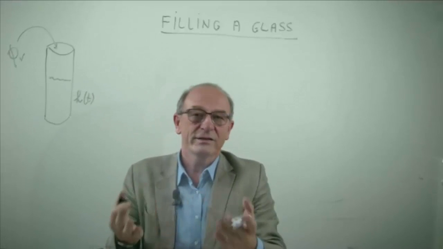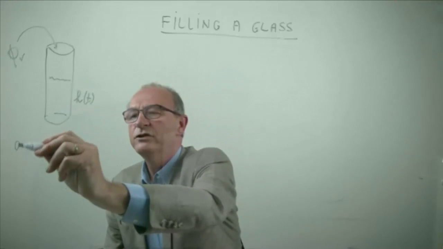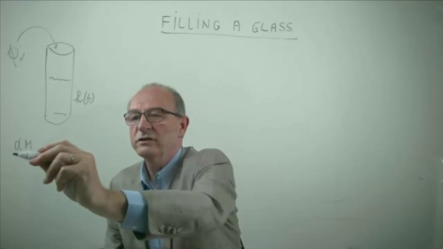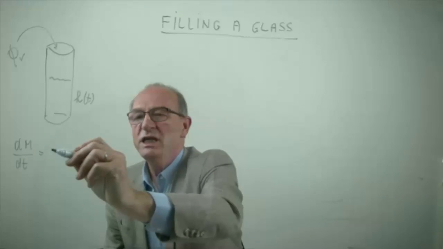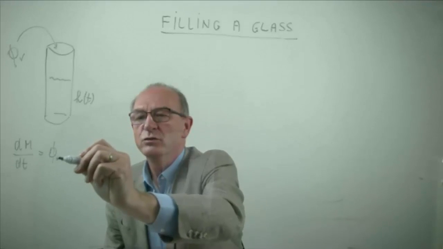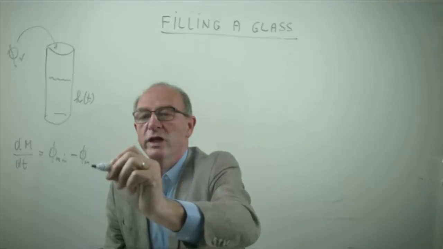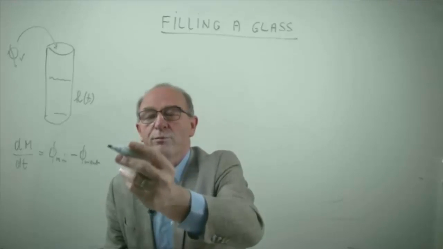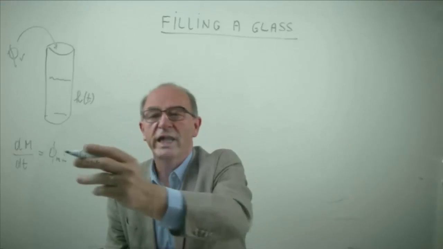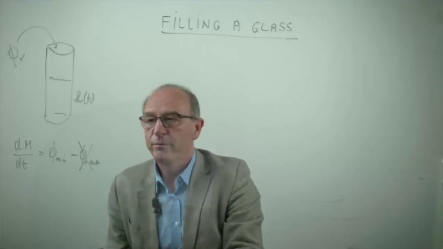Well, let's write down the mass balance of the glass. The change of mass in the glass of water as a function of time is equal to the amount of mass which enters the glass minus the amount of liquid which leaves the glass. Well, there's no liquid leaving, perhaps by evaporation, but we can neglect that. So in this case, we can skip this term.